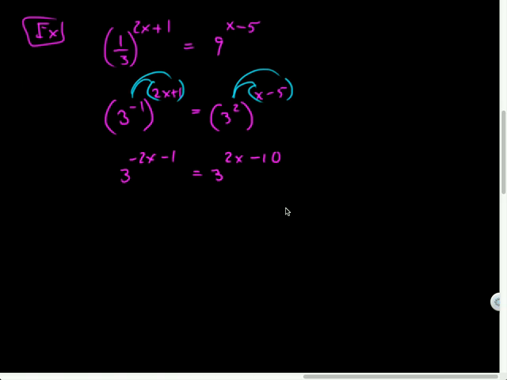So what must be true? We've got two powers that are the same. Their bases are the same. So therefore, what must also be the same? The exponents. So -2x minus 1 equals 2x minus 10.